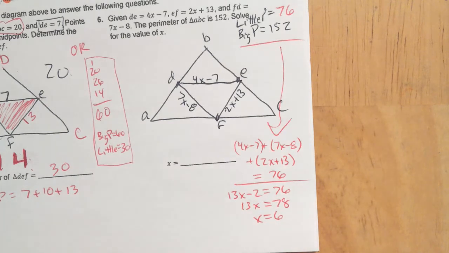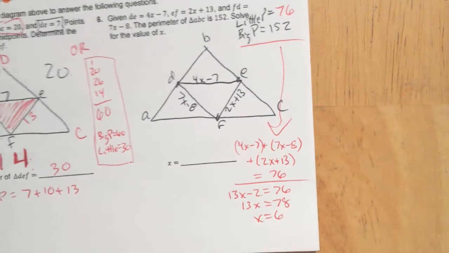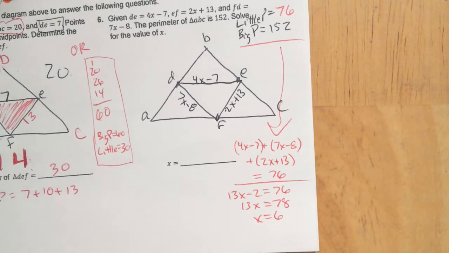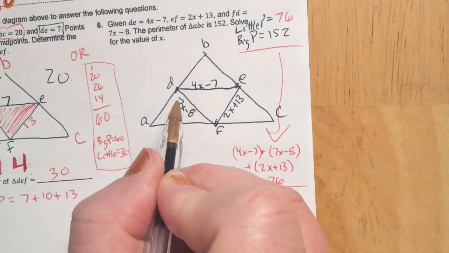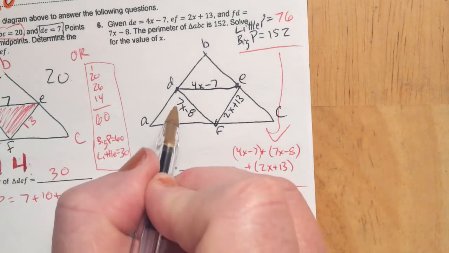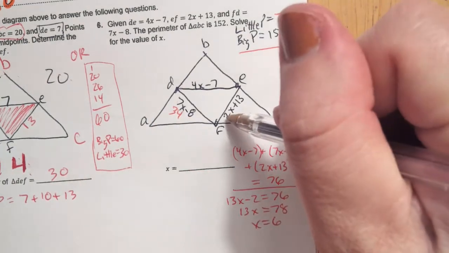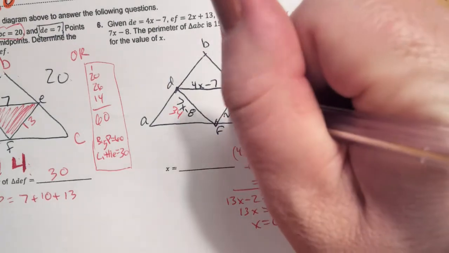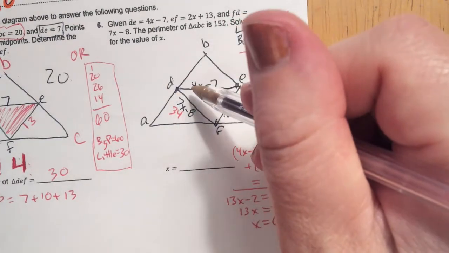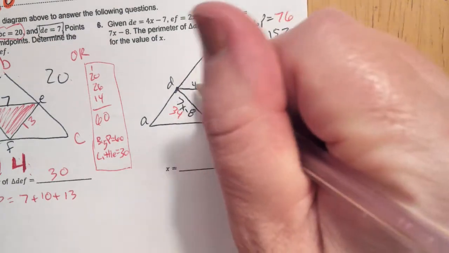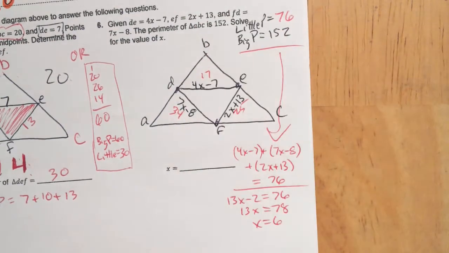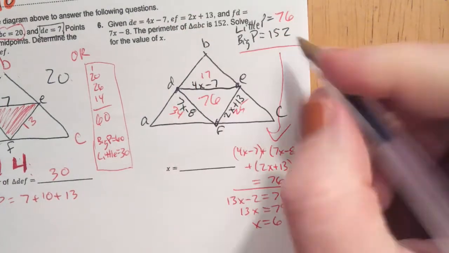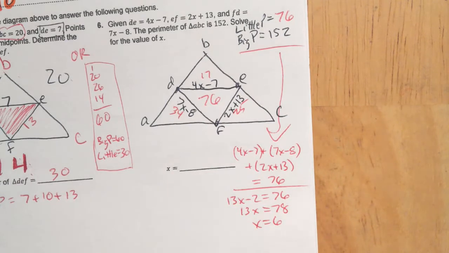So I'm pretty sure I got the right answer. So let's plug it back in, because that's what I trained you to do. Plug it back in to double check stuff. If you plug it in here, 7 times 6 minus 8, we would have 34. 2 times 6 plus 13, that would give us 25. And 4 times 6 minus 7 would give us 17. If we add all those together, once I find my calculator, 34, 17, and 25 would give us 76, which is what we said we were going to have.